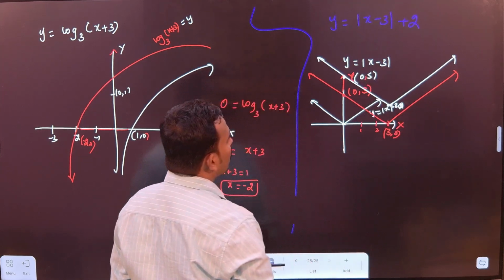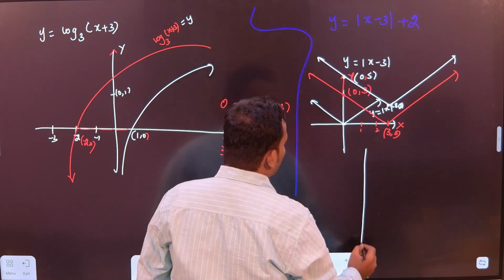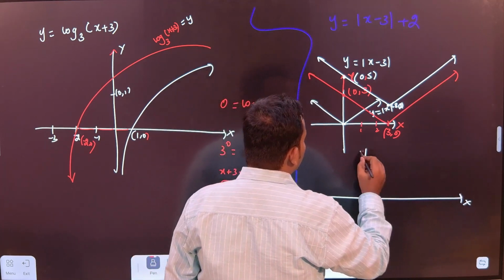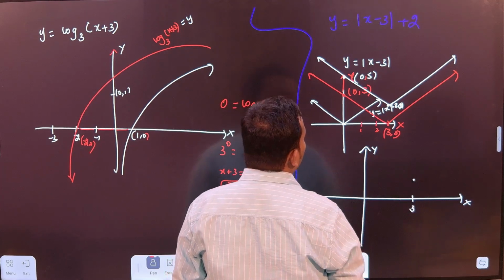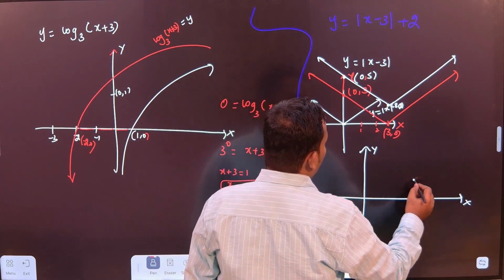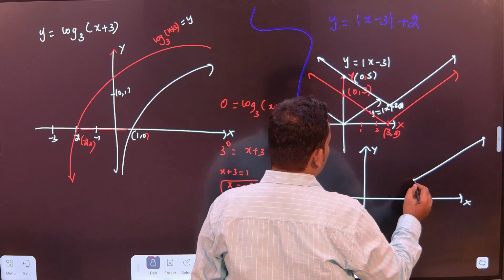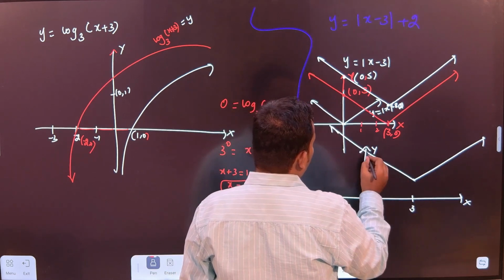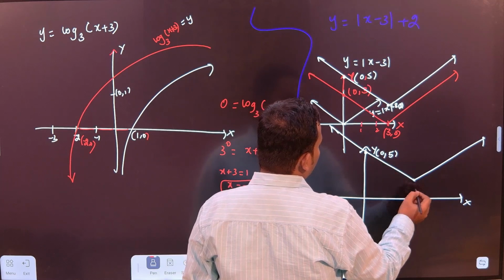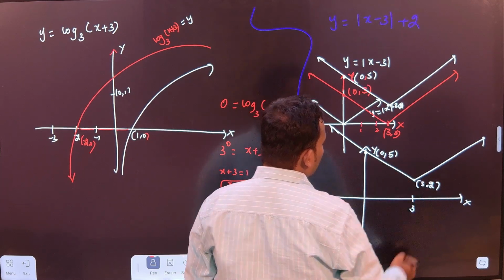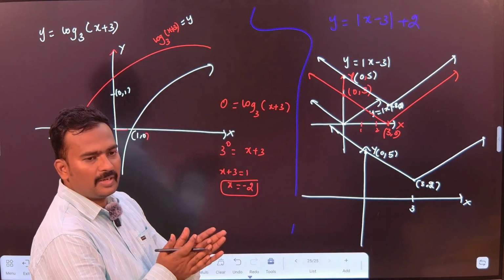So understand, how to draw this separately? This is the x axis, this is the y axis. This is 3, this is 2. 2 units you have to shift up, no? This is your graph. This point is 0 comma 5. This is 3 comma 2. I hope everyone understands, right?